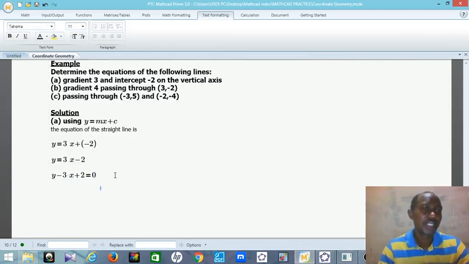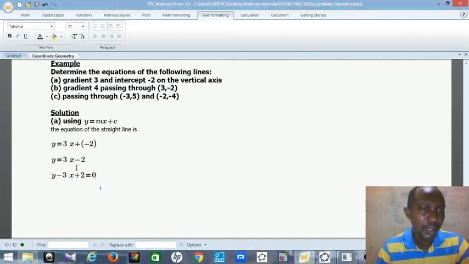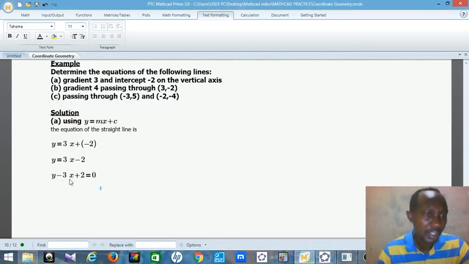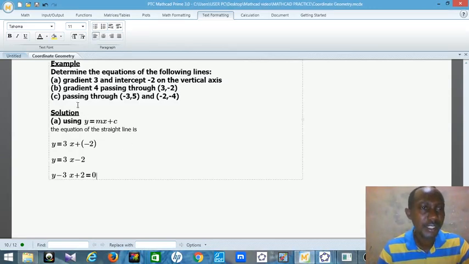So this is the answer. You can either leave it in this form or you leave it in this form. You can even decide to put minus 3x first before y. It's just changing the position of the x and y. The same thing. So this is the equation of the straight line. So that is the first answer. So very simple. It will not take you even up to 10-15 seconds. You will get the answer.